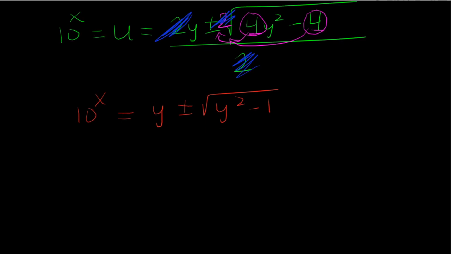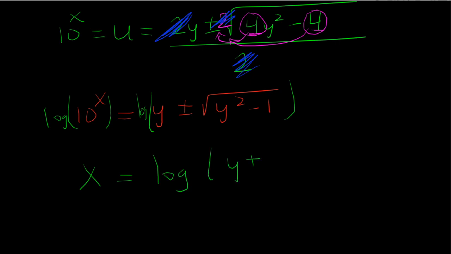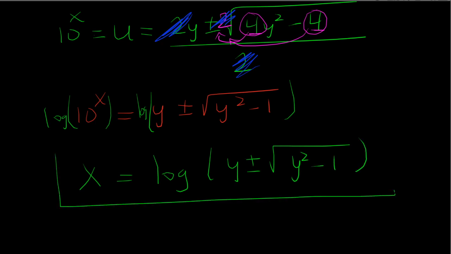And finally we can take the log of both sides. So we have x is equal to log of y plus or minus square root of y squared minus 1. And that's the final answer.